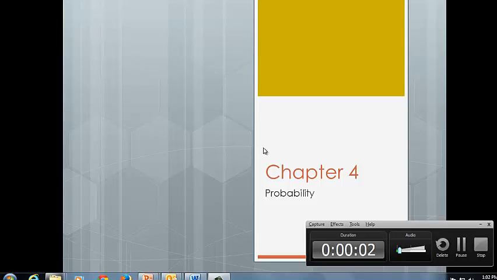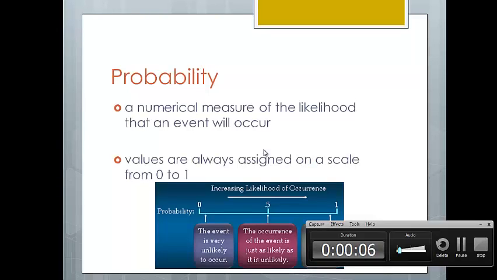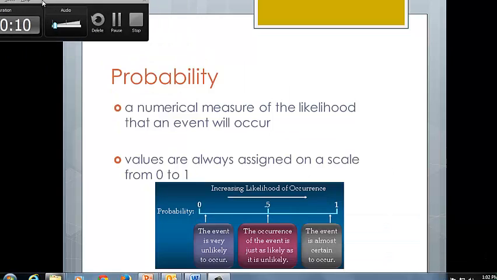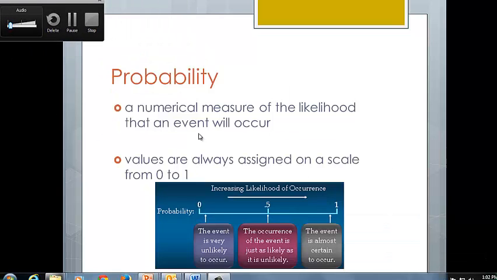Chapter 4 discusses probability. Probabilities can range between 0 and 1. They're going to be in percentage form. So the probability is interpreted as the numerical measure of the likelihood that an event will occur. So it's the chance that something will occur.